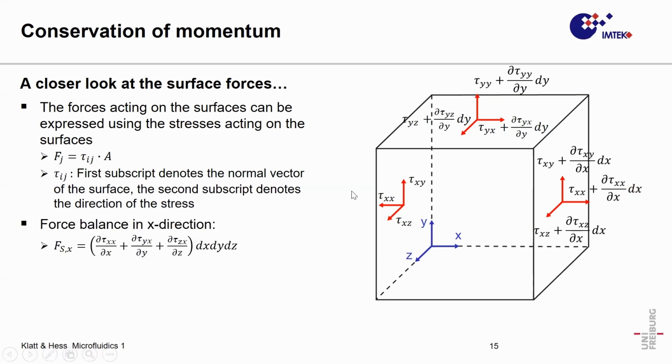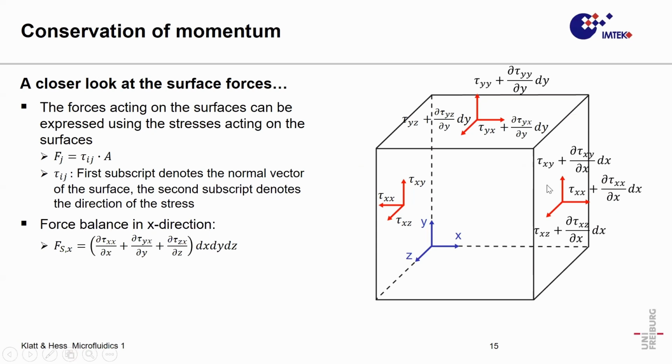If you now look at all the surface stresses, you can do the force balance in x direction, which reads like this. The surface force in x direction is this term, and you can pretty easily see this, because if you just look at those two surfaces right here, you can see that in x direction you need to consider this stress and this stress. They go in opposite directions. They both include tau xx, so tau xx cannot play a role, but you end up with only this term here.